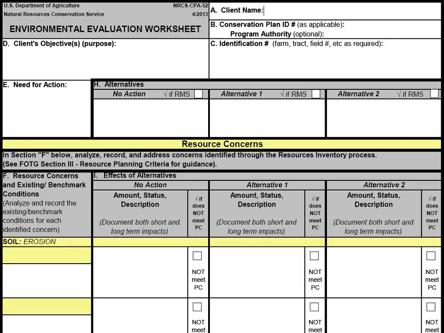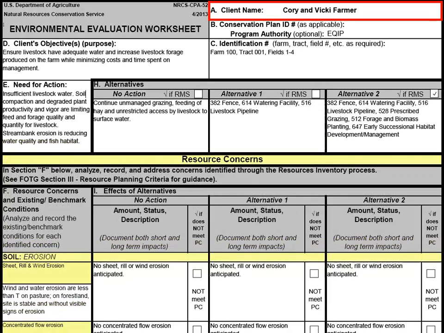Let's review the NRCS-CPA-52 for the last scenario, documenting the plan for Mr. Farmer's pasture land. In Section A, we see where Mr. and Mrs. Farmer's names were entered as the client. And in Section B, no conservation plan ID number was assigned, but EQUIP was noted as the program the client might be interested in. In Section C, the farm tract and field numbers were entered to identify the location where the proposed activities will occur.